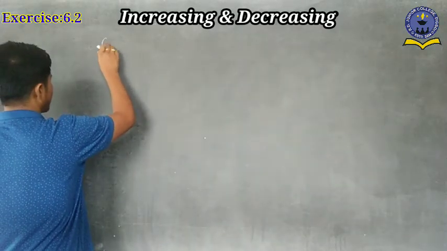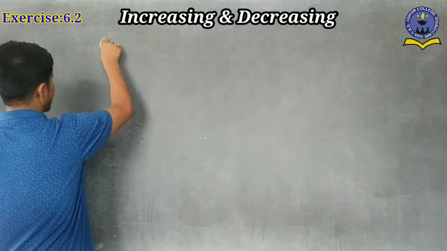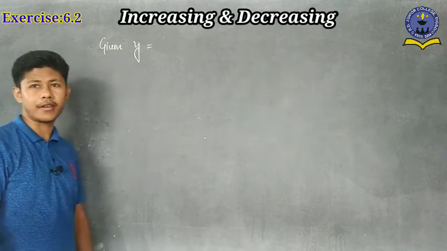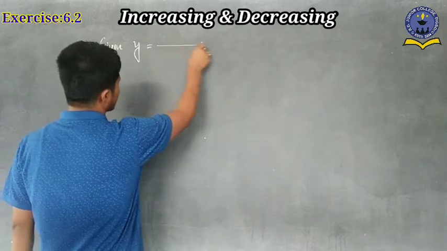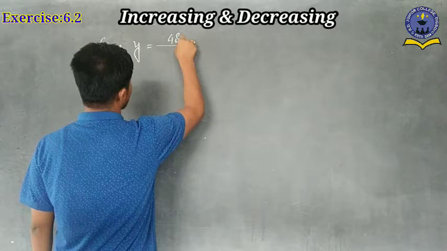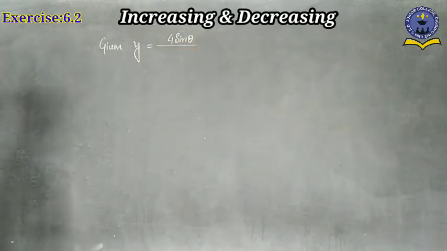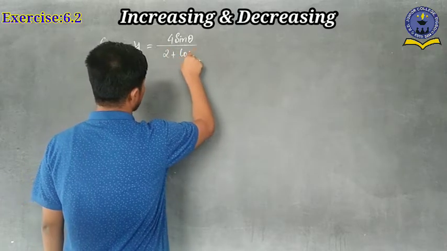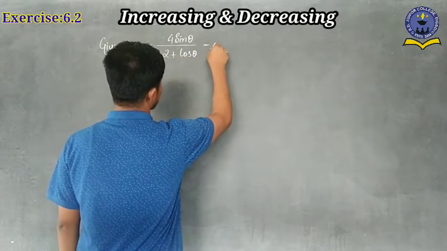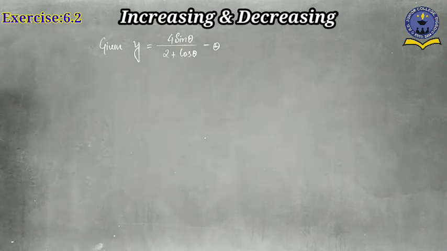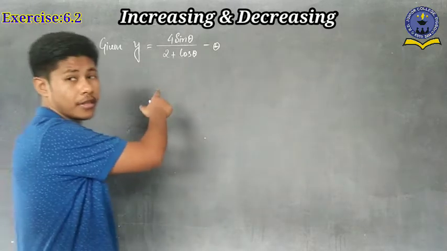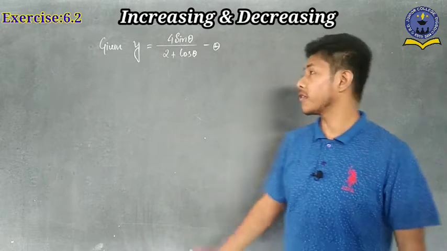The question is given in such a way that y equals 4 sine theta divided by 2 plus cos theta, minus theta. So the question is y equals 4 sine theta divided by 2 plus cos theta minus theta, isn't it? This is the question given here.